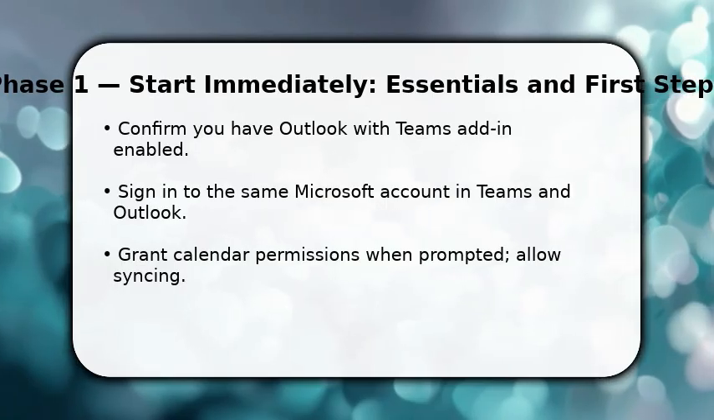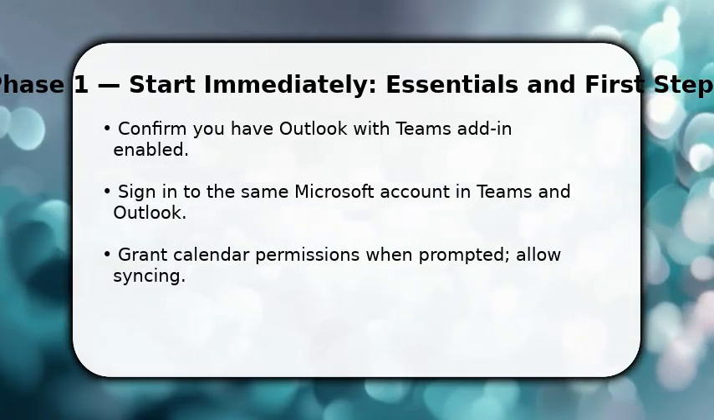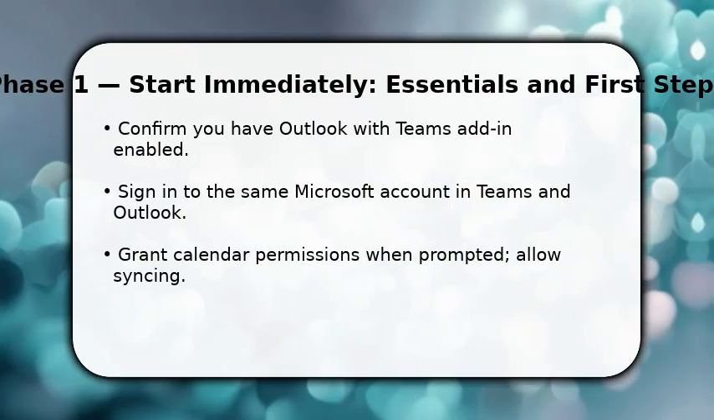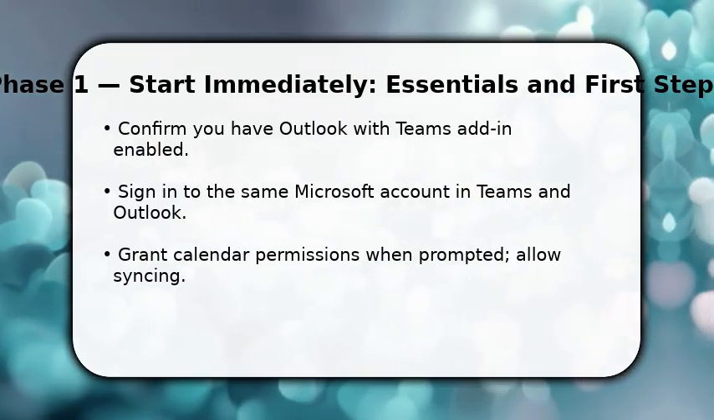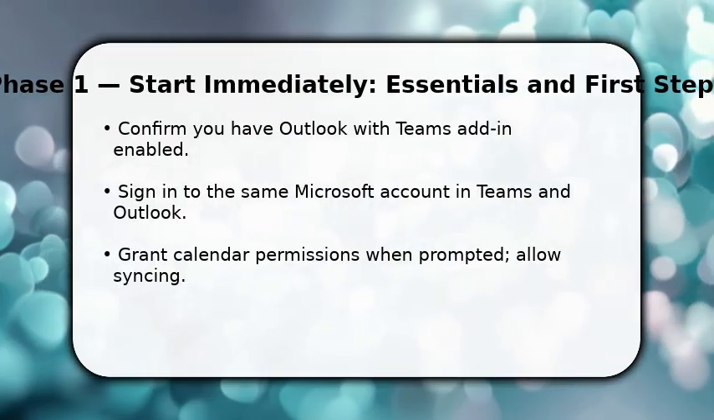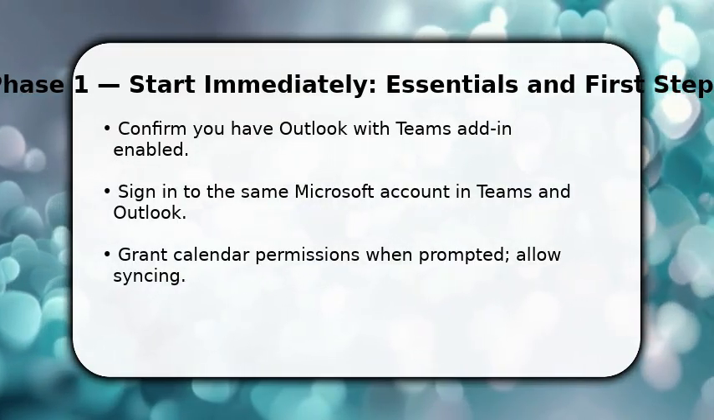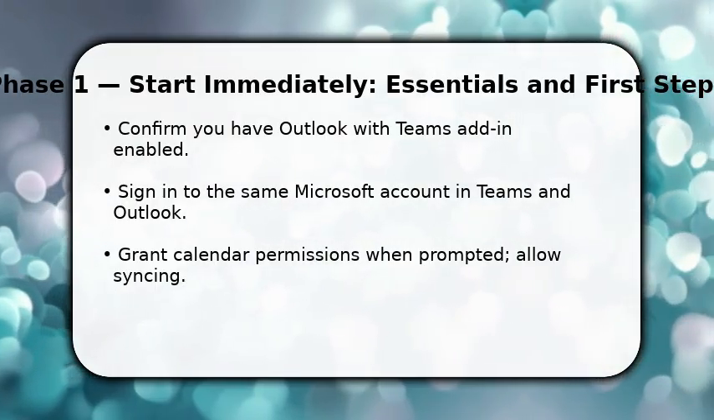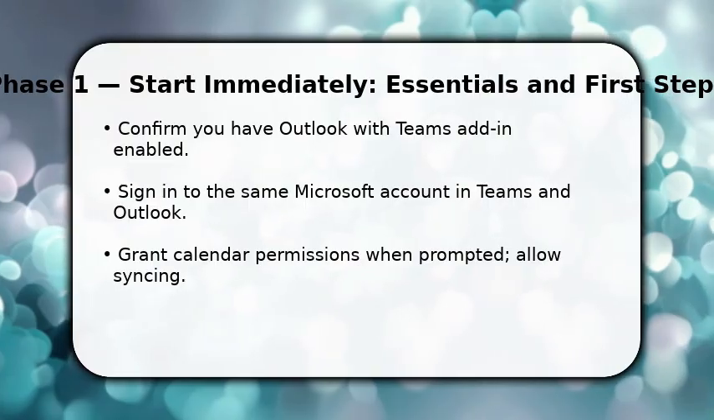You start by verifying app parity. Make sure Outlook and Teams are signed into the same Microsoft account, then enable the Teams add-in. Once done, grant calendar permissions so Outlook can show Teams meetings. Open Outlook, go to File, Options, Add-ins, and confirm the Microsoft Teams meeting add-in is active. If it isn't, enable it and restart Outlook.